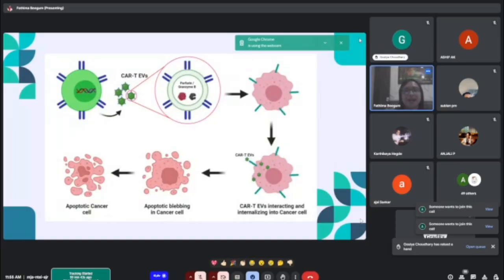You can see here how CAR T cell exosomes release all these enzymes and cause blebbing in cancer cells and finally destruction of the cancer cells. So these EVs are the recent thing in CAR T cell therapy.